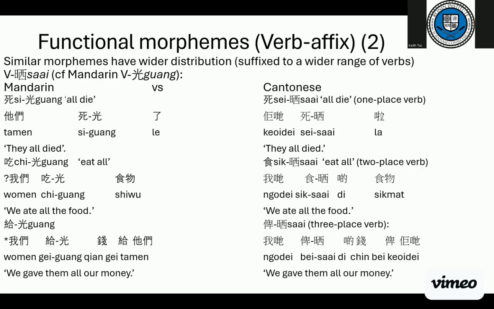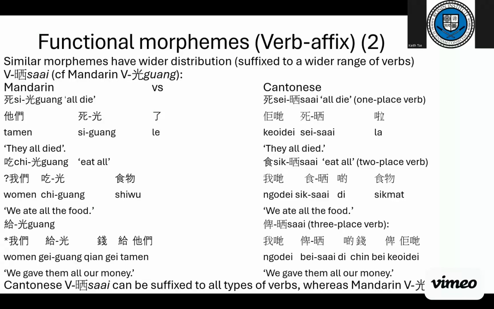And also with three place verbs such as 给 or 俾, which means give. In Mandarin, this is definitely out. We definitely cannot say 我们给光钱给他们. That's absolutely wrong. You cannot say 给光, give all. In Cantonese though, this is perfectly fine. 我哋俾晒啲錢俾佢哋, so we gave them all our money. So if we compare sai and its equivalent in Mandarin guang, sai can be a suffix to all types of verbs, whereas guang cannot. Guang seems to be only applicable to one place verbs.